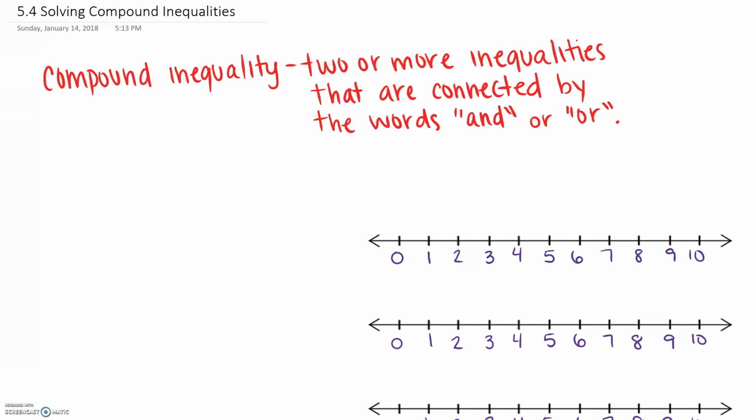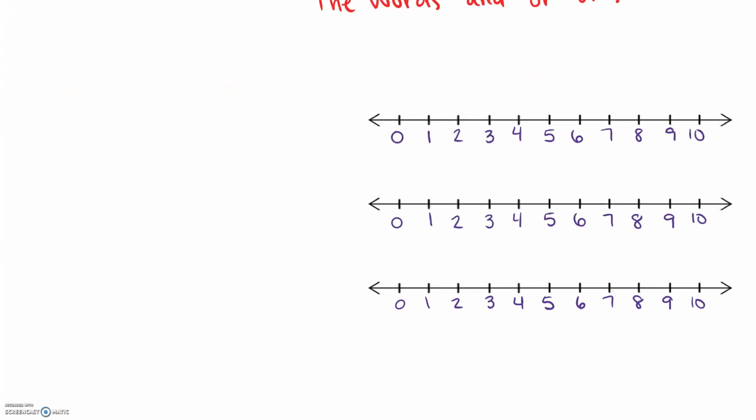All right, we have lesson 5.4, solving compound inequalities. A compound inequality is two or more inequalities that are connected by the words and or. So with type 1, let's look at an and inequality. If we have an and, for example, we have x is greater than or equal to 3 and x is less than 7.